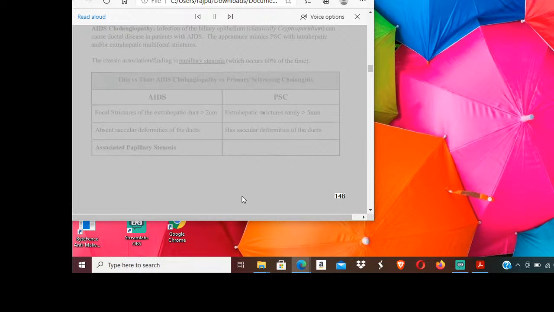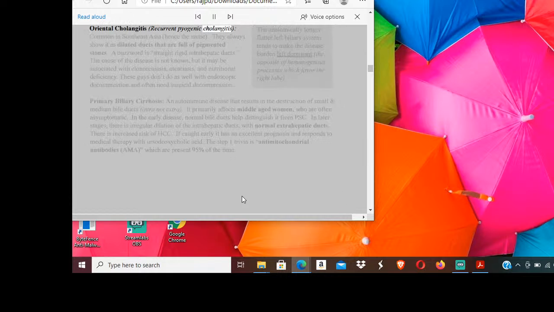148. Oriental cholangitis, recurrent pyogenic cholangitis, common in Southeast Asia, hence the name. They always show it as dilated ducts that are full of pigmented stones. A buzzword is straight rigid intrahepatic ducts. The cause of the disease is not known, but it may be associated with clonorchiasis, ascariasis, and nutritional deficiency. These patients don't do as well with endoscopic decompression, and often need surgical decompression. The anatomically longer, flatter left biliary system tends to make the disease burden left dominant, the opposite of hemolysis processes, which favor the right lobe.